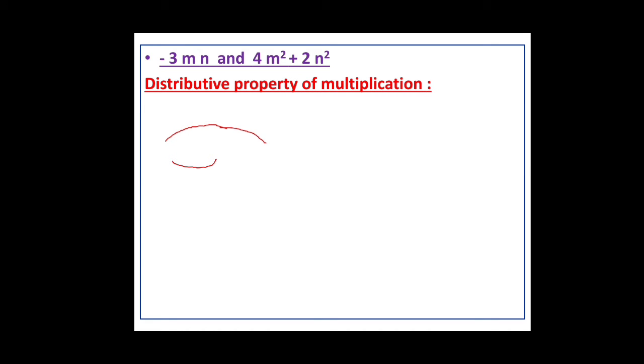Now let's see one more example. Here I have taken the terms minus 3mn and 4m square plus 2n square. Here also we have to apply the distributive property of multiplication. So a into b plus c gives a into b plus a into c. You have to multiply a with all the terms in the expression. So minus 3mn into 4m square plus 2n square. Take the expression and start doing multiplication.